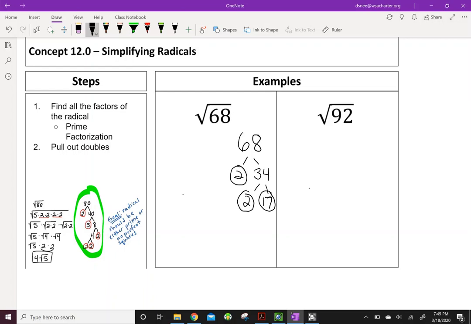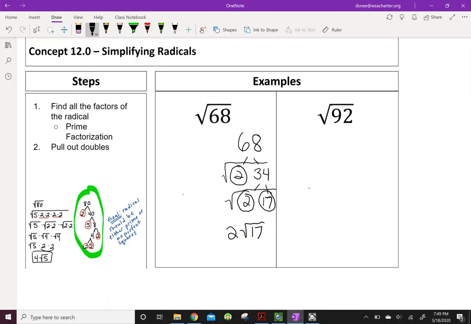So we started with the square root of 68. All of these things are actually under a square root symbol. So I actually have the square root of 2 times the square root of 2 times the square root of 17. The square root of 2 times the square root of 2 is the square root of 4, which is equal to 2. So I pull out that pair of 2's. That pair of 2's is going to turn into a 2. And then that's being multiplied by my other lone prime number, 2 root 17. 2 times the square root of 17.